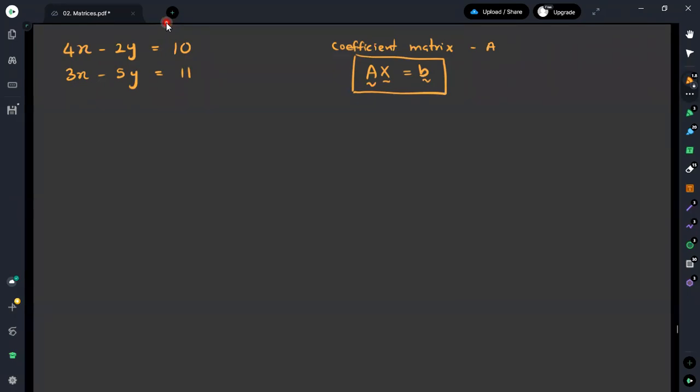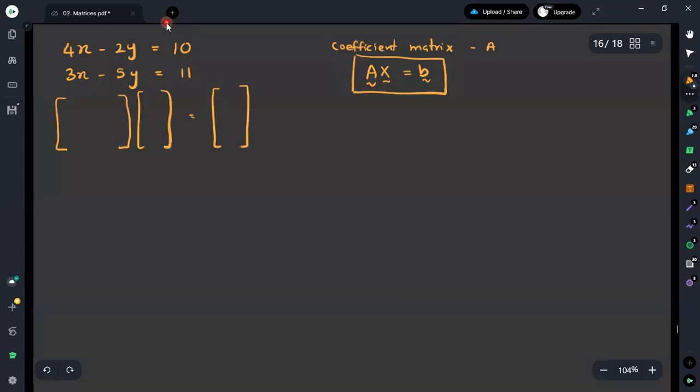Since all the constant terms are on the right hand side of the equation, you can simply obtain the vector b. Therefore, what you are going to do now is convert this into matrix form. Here you will get the matrix, then the vector including variables, and thereafter the vector including the constant terms.